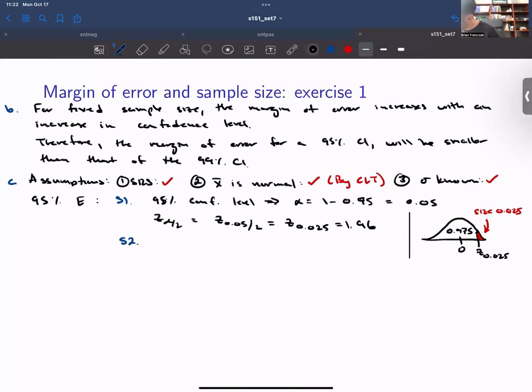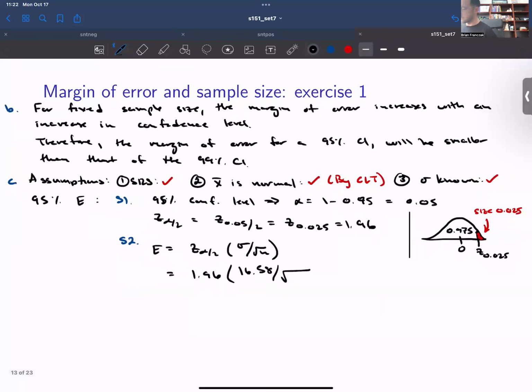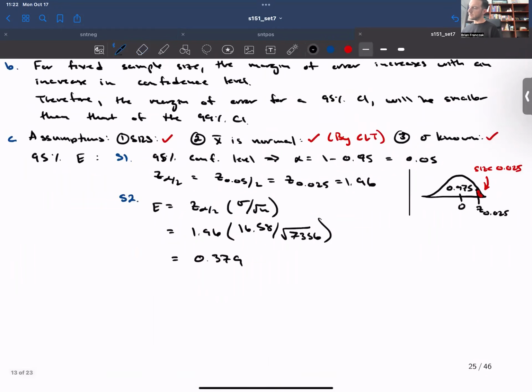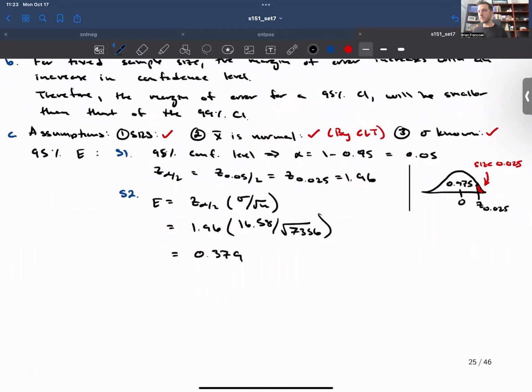Then on step 2, we have E is equal to Z alpha over 2 multiplied by sigma over the square root of n. This is 1.96 multiplied by 16.58 over the square root of 7,356, which is equal to 0.379. Okay, so we can see that this value is smaller than the margin of error given in part A, therefore we have verified the results.